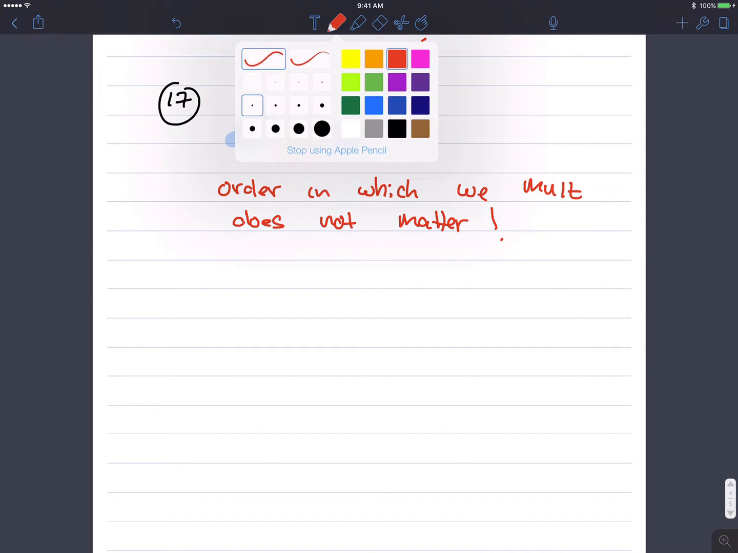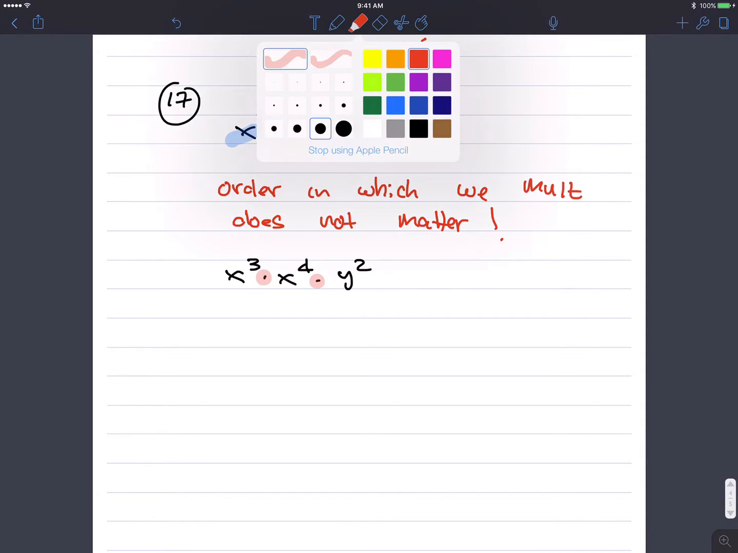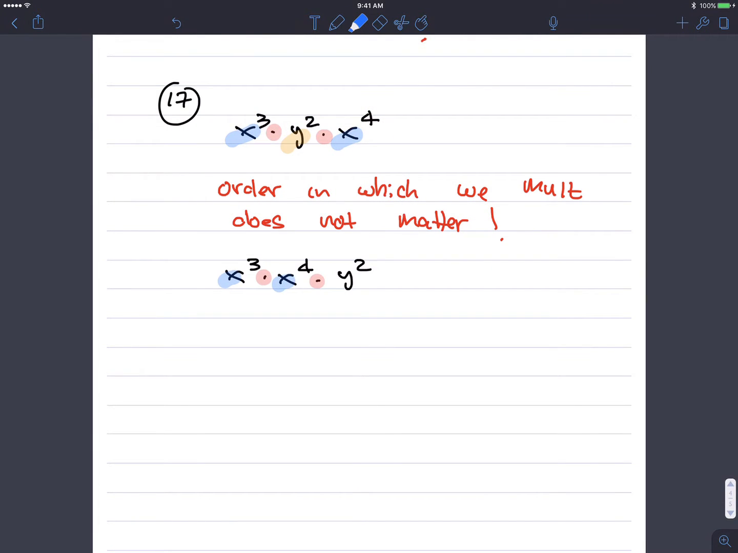That means we can switch the order. So I can put my exponentials both with the base x next to each other. I can switch the order, in other words. So we can write this as x to the third times x to the fourth times y squared. Again, we are multiplying here, and we can only multiply the two exponentials that have the same base, in this case x. So what that'll give us is x to the 3 plus 4, and we have to keep this as y squared.